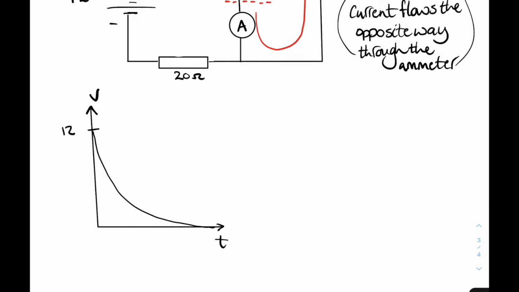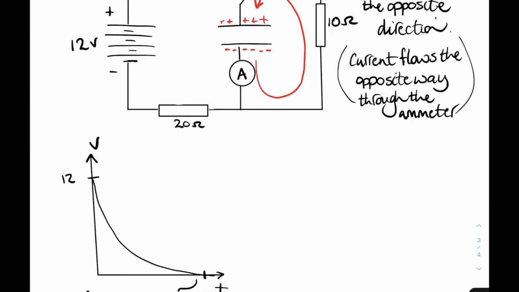And if we sketch graphs of the voltage against time when it's discharging, the voltage will decrease from a maximum down to 0.